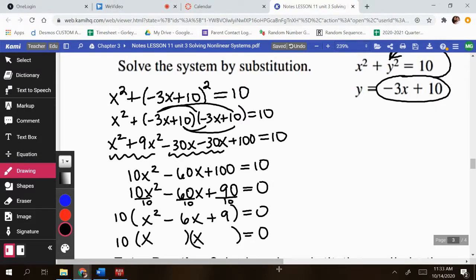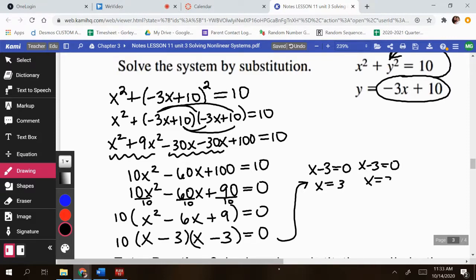We have x times x is x squared, 3 times 3 is 9, and both of these must be negative in order to get a negative 6x in the middle. And so set both of those x minus 3's equal to 0 and solve. We're going to get the same thing, right? x equals 3 in both situations.